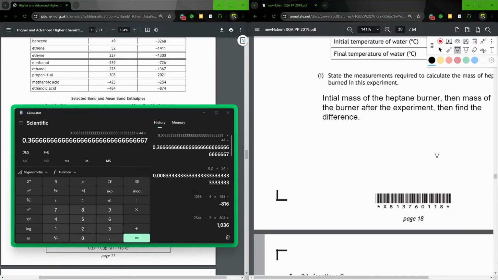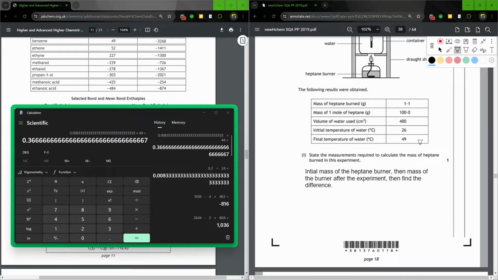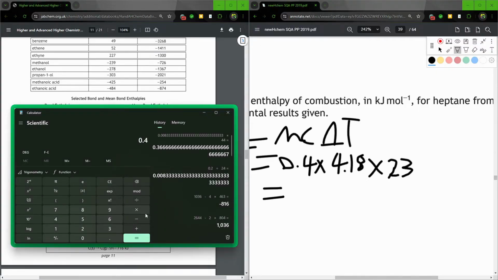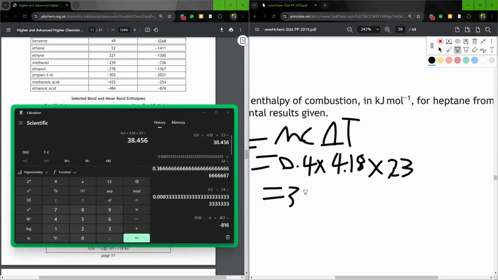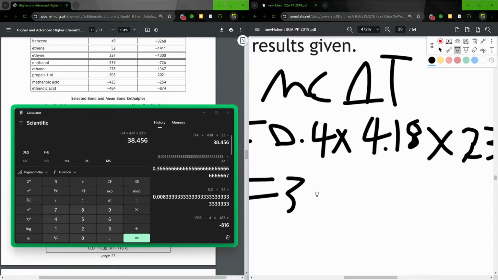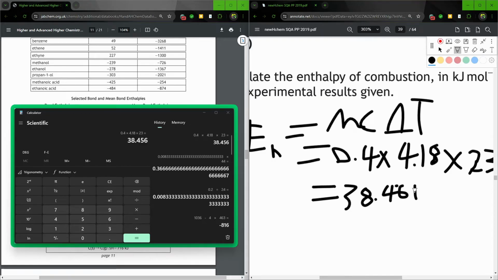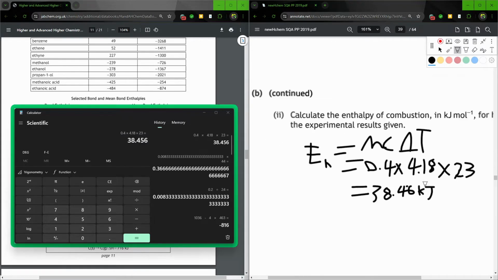And then what is the change in temperature? It goes from 26 to 49, which would be 23. And then we'll multiply all this together. That'll be 38.456 kilojoules.